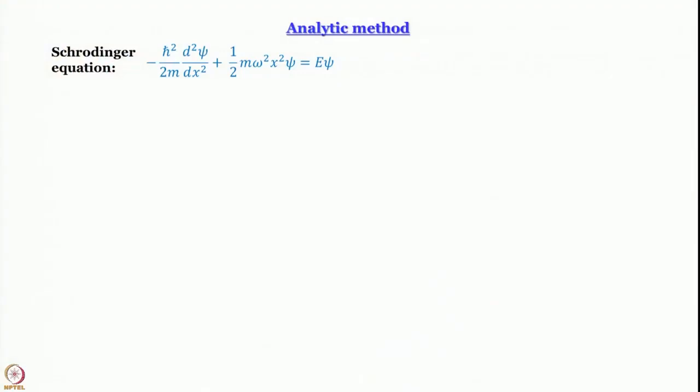Let us get ahead. Now, for using the analytic method, we go back to the Schrodinger equation, in which we have the kinetic energy term on the left hand side. The potential energy term is written as half m omega square x square. Remember what omega is, it is the angular frequency of vibration. On the right hand side we have E psi. So, we are going to try and obtain direct solutions of this by using a power series method. What is the power series method? We will see when the time comes.